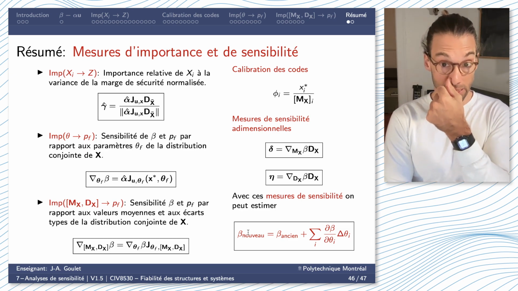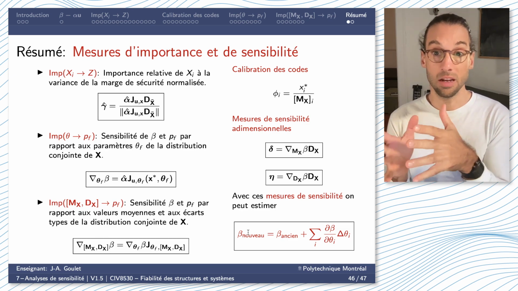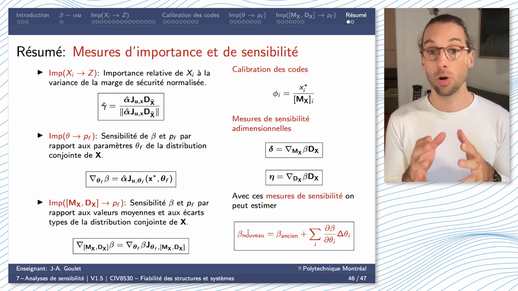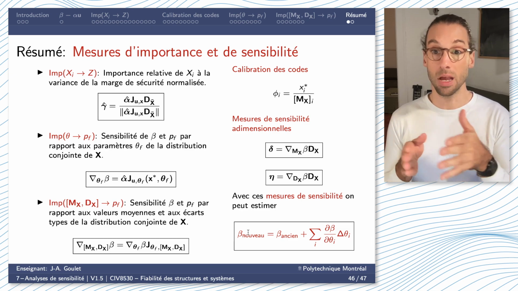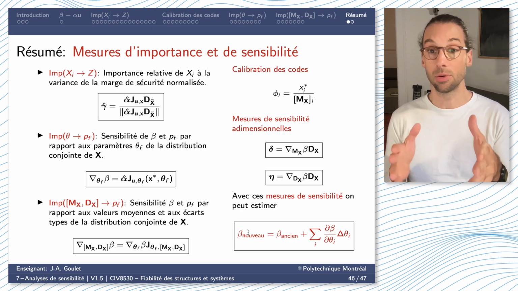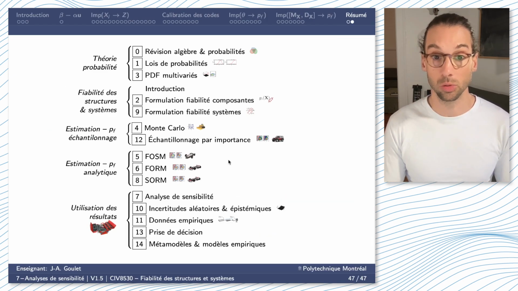In this case, these actions could be either reinforcement that will play, say, on the mean value of some of the variables, or they could be some information gathering actions, such as measuring some quantities in the field in order to reduce the uncertainty associated with some of the variables. So that concludes what we saw here in module 7.